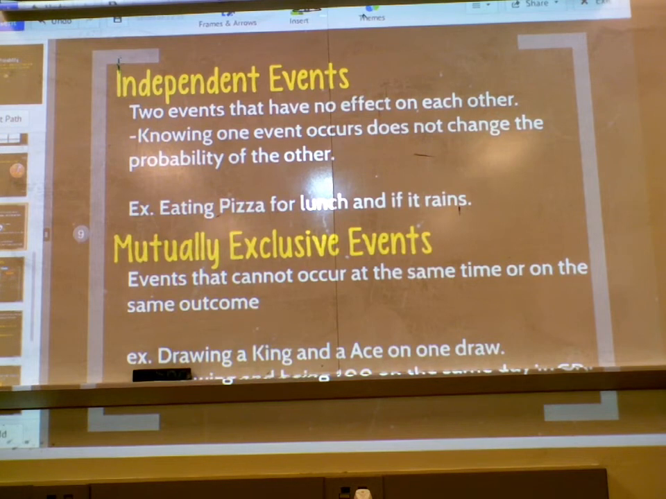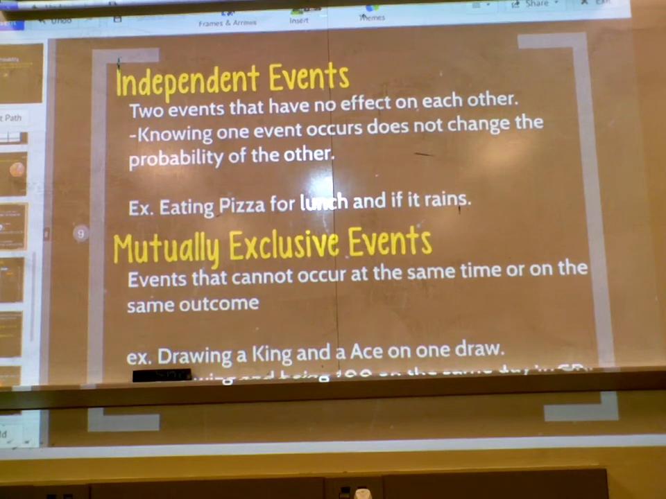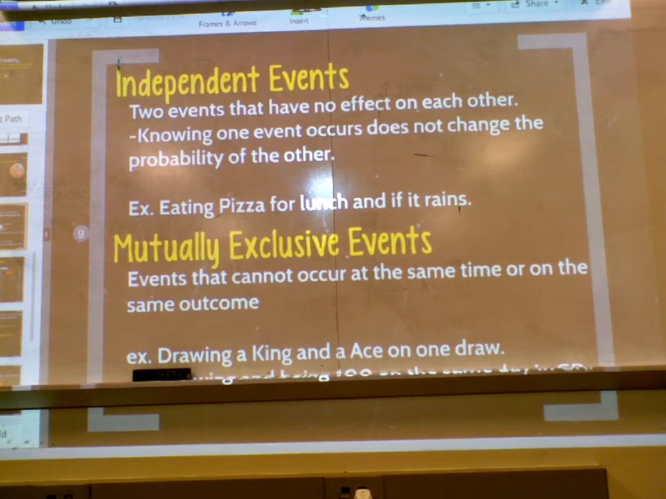Does that make sense, guys? So, my coat choice and the weather, those are not independent. The probability I take a raincoat depends on the probability of rain. The probability I eat pizza does not depend on the probability of rain. Does that make sense, guys?